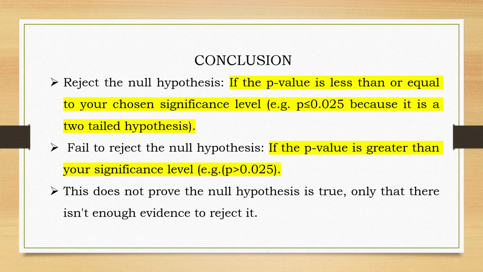In conclusion, reject the null hypothesis if the p-value is less than or equal to your chosen significance level, which is 0.025, because it is a two-tailed hypothesis. Fail to reject the null hypothesis, which means accepting the null hypothesis, if the p-value is greater than your significance level of 0.025. This does not prove the null hypothesis is true, only that there is not enough evidence to reject it.